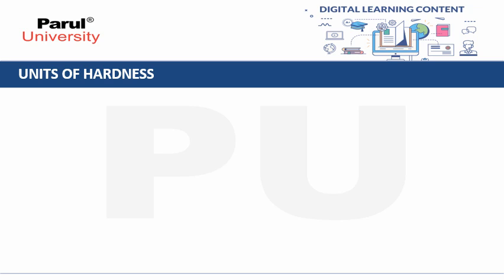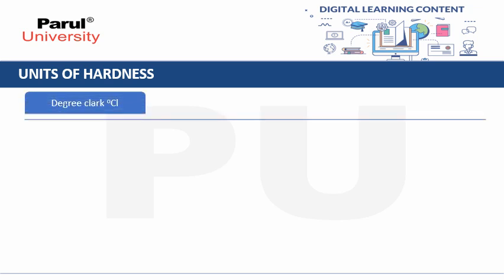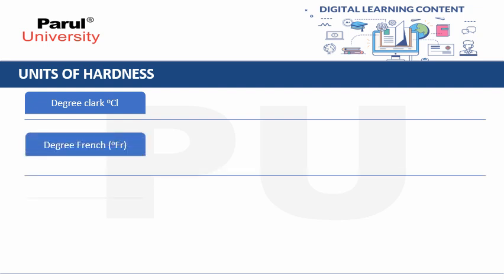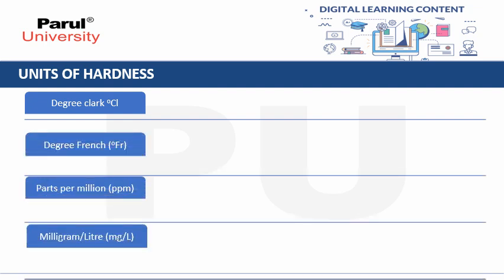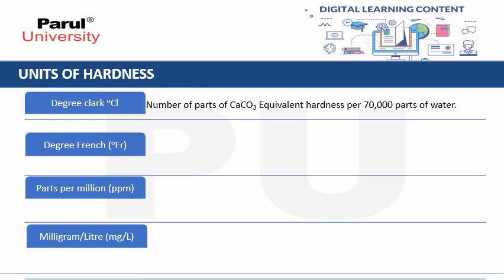Units of hardness. The different units of hardness are degree Clark, degree French, parts per million, and milligram per liter. Degree Clark is the number of parts of calcium carbonate equivalent hardness per 70,000 parts of water. Therefore, 1 degree Clark is equal to 1 part of calcium carbonate equivalent upon 70,000 parts of water.